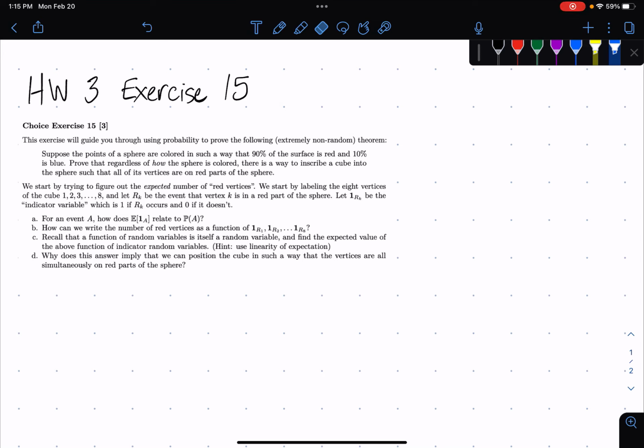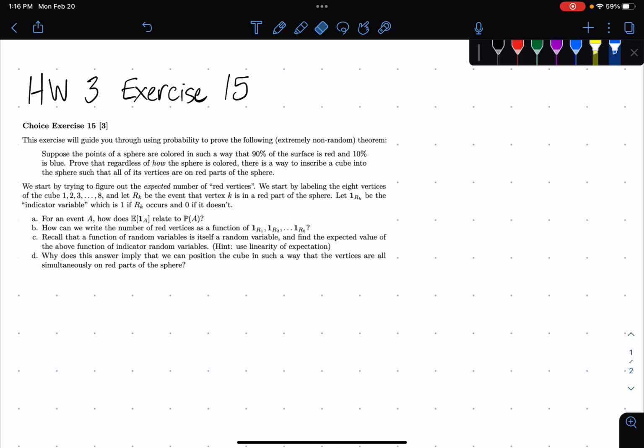Okay, so here we're going to run through homework 3, exercise 15, which a few different students had requested on the homework request form. I'm seeing 3 different requests for it, and we're just going to run through it.